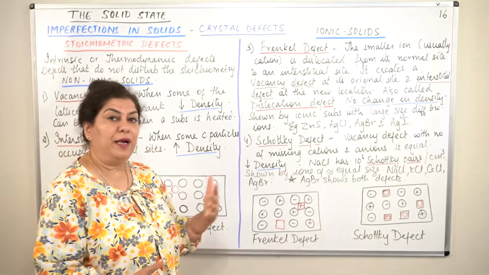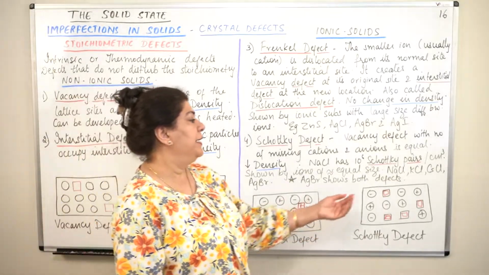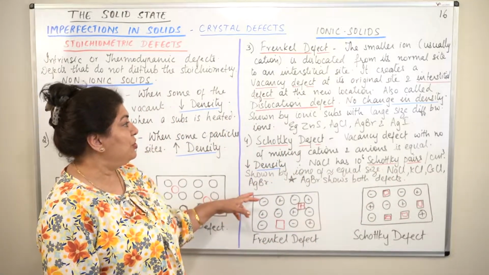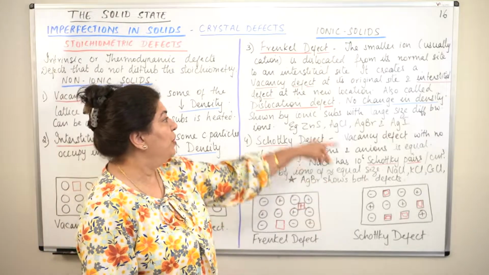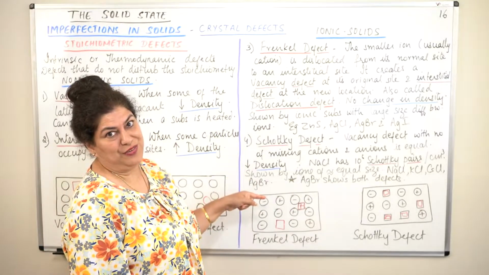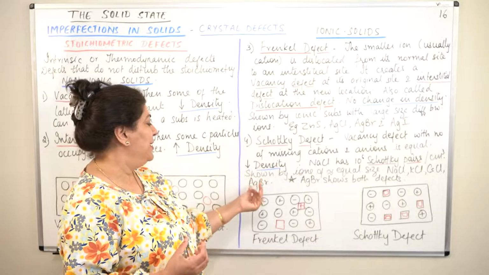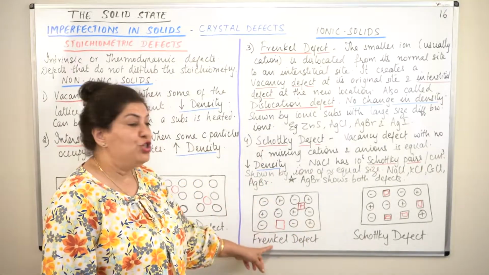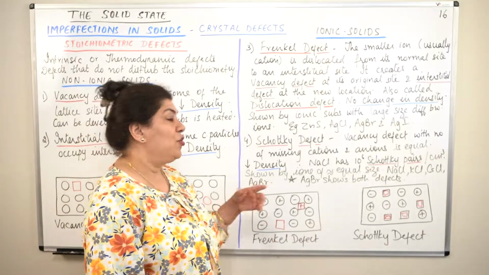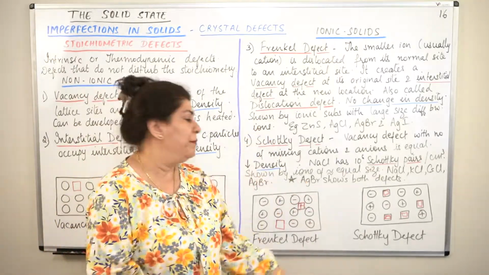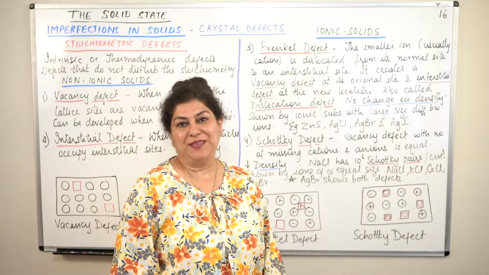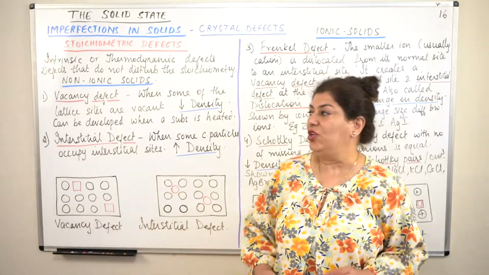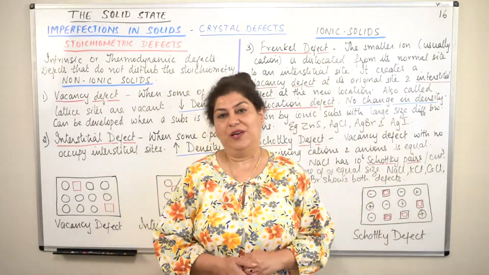Schottky defect is shown by other solids, other crystals like sodium chloride, potassium chloride, cesium chloride, silver bromide, and if you notice, silver bromide shows both Frenkel defect and Schottky defect. Because the size difference between silver and bromine is large, silver can slip into the interstitial sites showing Frenkel defect. Yet, it is also possible that silver and bromine both are missing, causing Schottky defect. So these were the different kinds of stoichiometric defects seen in solids.